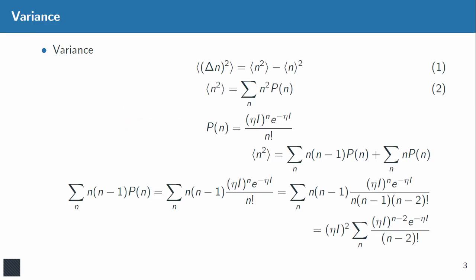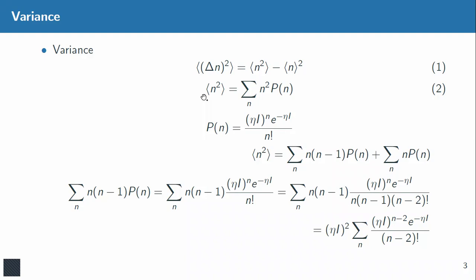So we can calculate the variance of the photo counts with the equation given in equation 1, and we know that the average of the photo count is directly proportional to the intensity of the light field, multiplied by the efficiency, that is the eta, of the photodetector. So our first goal is to calculate the average of the n square. It could be calculated by the formula given in equation 2.